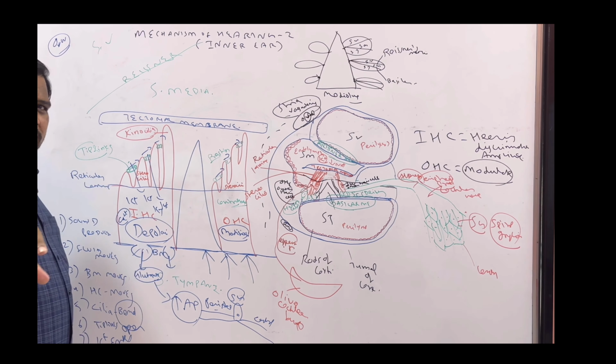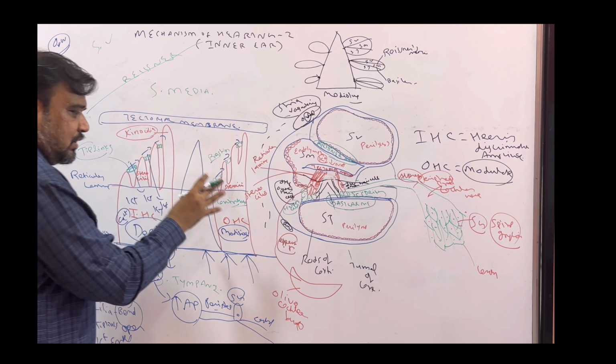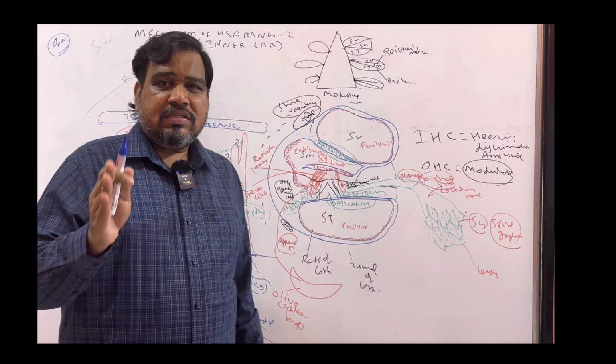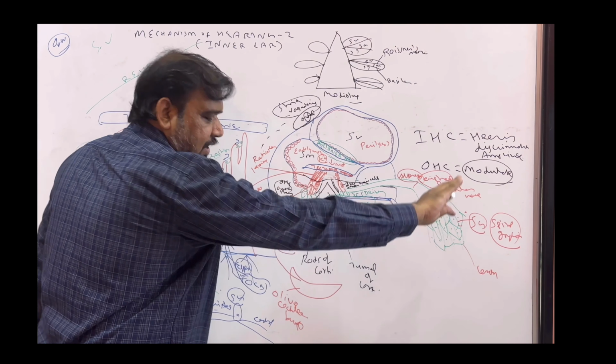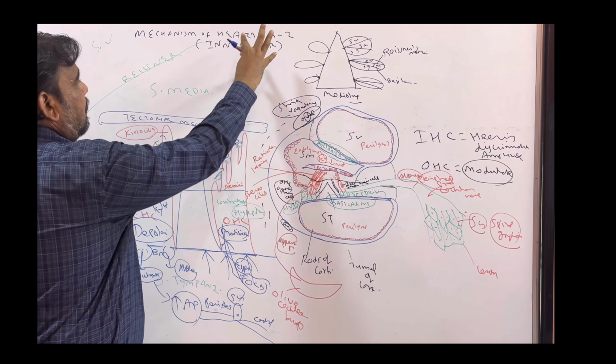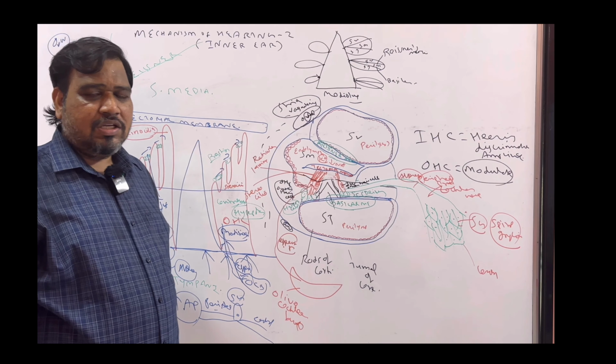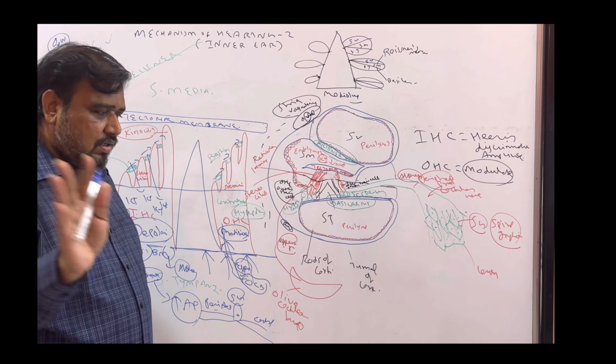So we do not complicate much. When too much sound occurs, the outer hair cells come into play. Inner hair cells send the afferent to the peripheral process of the spiral ganglia, and later on the auditory pathway, which I am going to explain in part 3. I am not going to discuss that now.